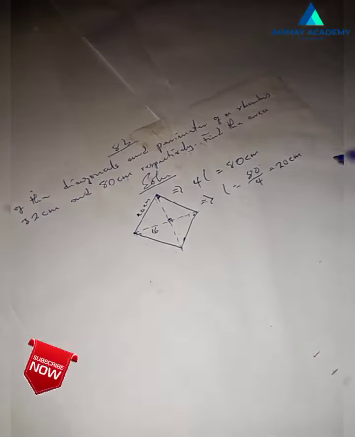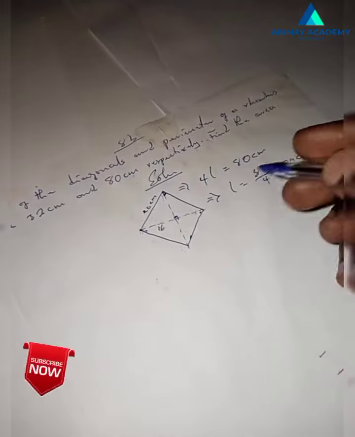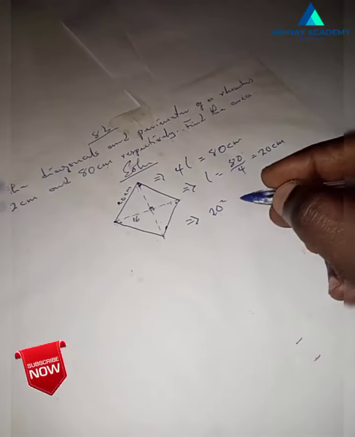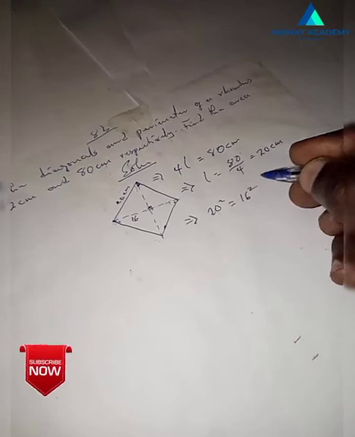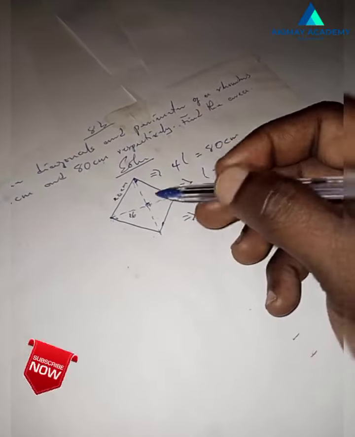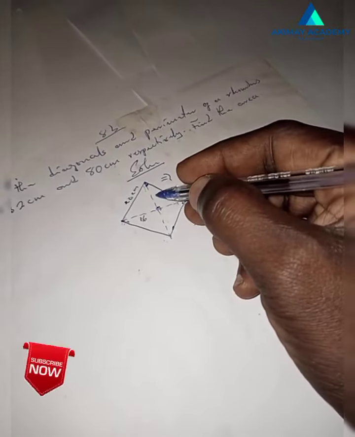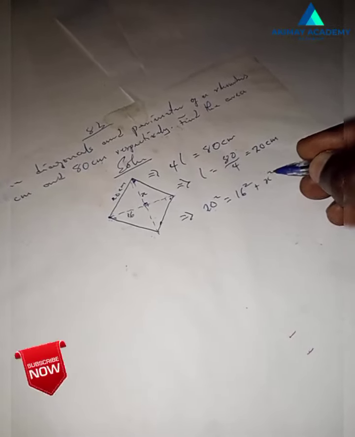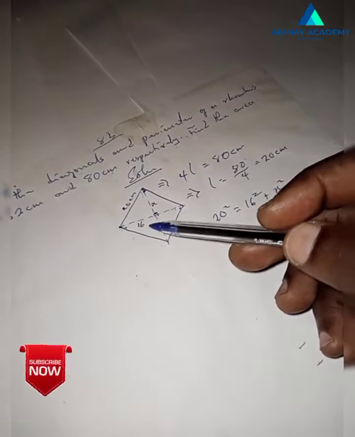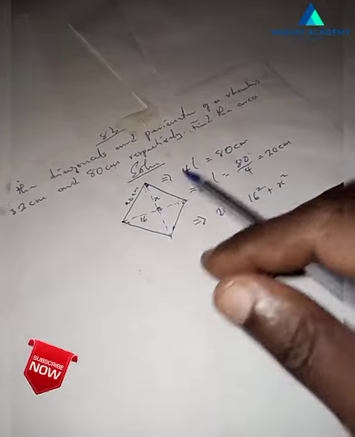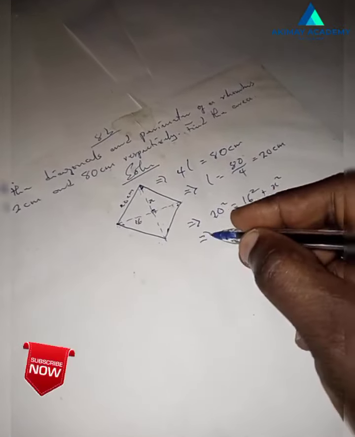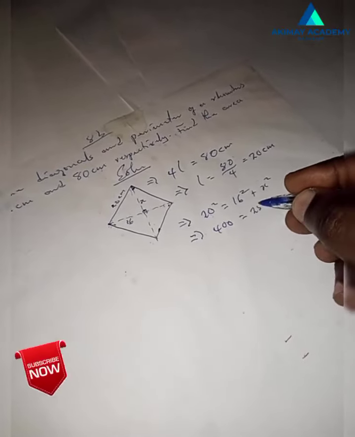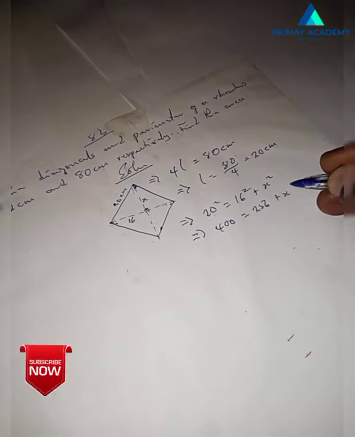So by using Pythagoras, you can see that we have 20 squared equals 16 squared plus this section which we don't know. So let's label it with a letter. Let's say x, so plus x squared. So the hypotenuse squared equals the sum of the squares of what? The other two sides. Good. So this one gives us 400 equals 256 plus x squared.